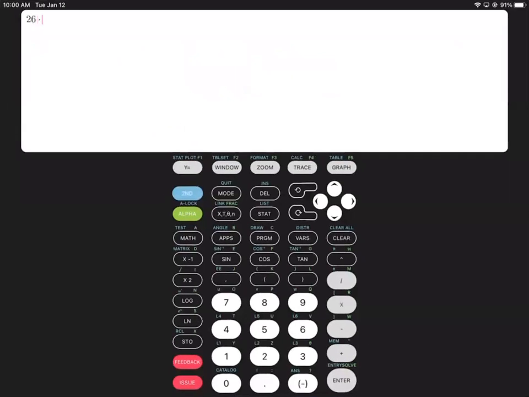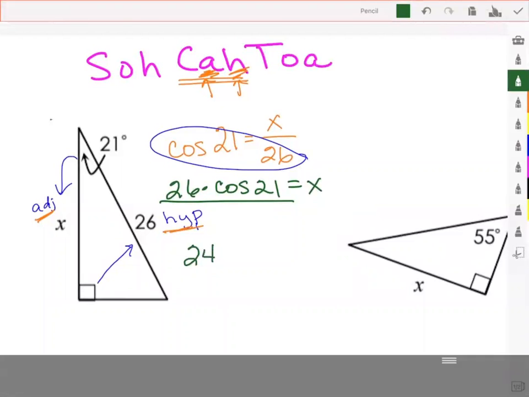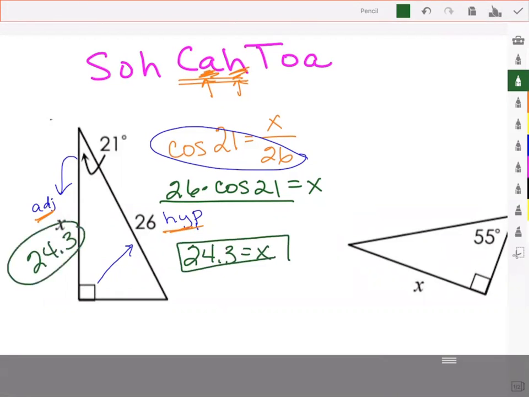So 26 times the cosine of 21. And I get 24.3 when I round to the nearest tenth. So this side is 24.3, which is smaller than the hypotenuse, which it should be, right? The hypotenuse is the longest, so that is a reasonable answer.